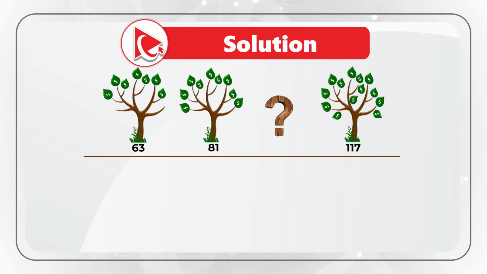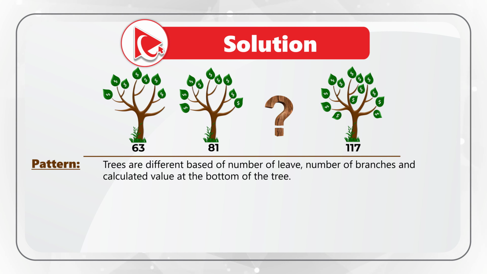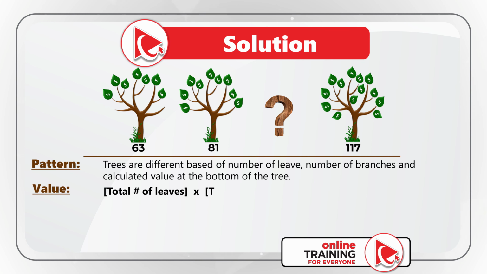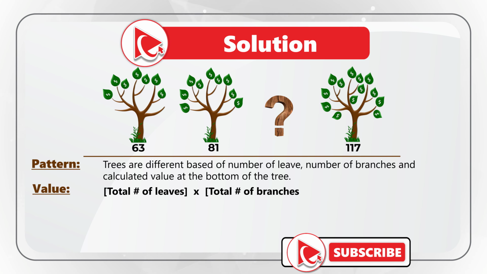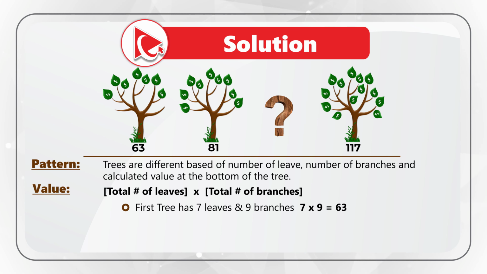In this picture, each tree is different based on the number of leaves, number of branches, and calculated value at the bottom of the tree. And to calculate the value, you need to multiply total number of leaves by total number of branches on the tree. For example, first tree has 7 leaves and 9 branches, and the number at the bottom is calculated as 7 by 9 equals 63.